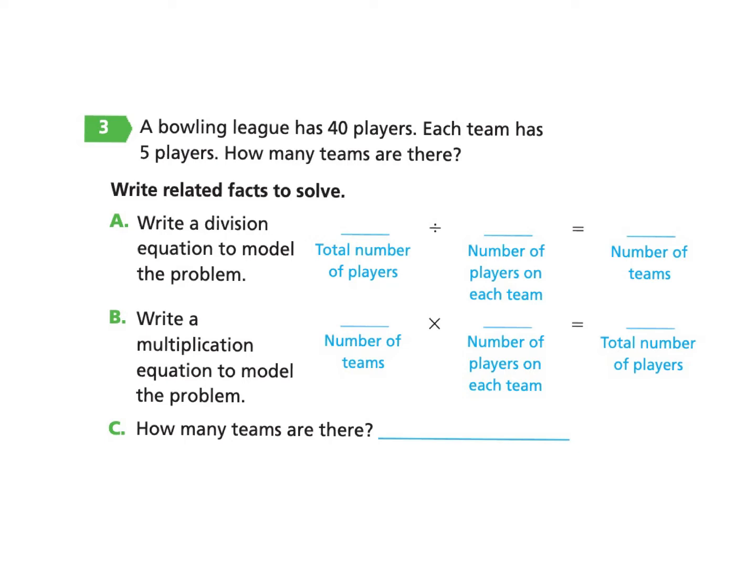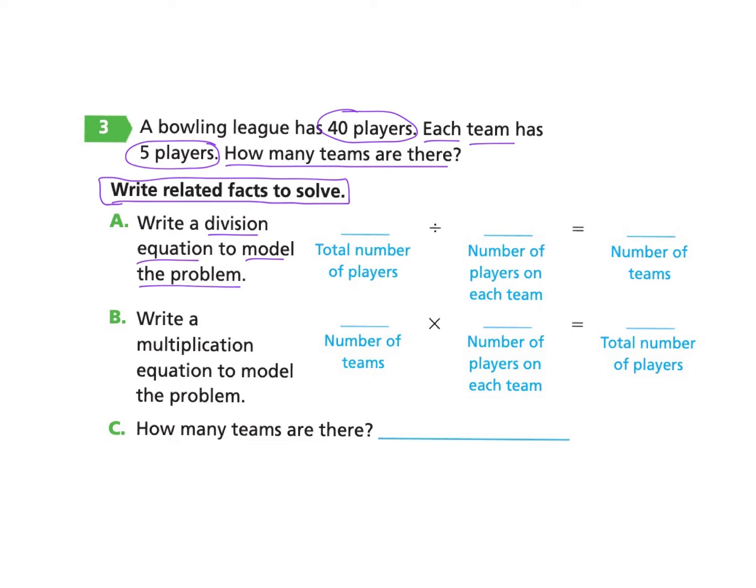Let's take a look at the next part, Part 3. A bowling league has 40 players. Each team has 5 players. How many teams are there? They ask us to write related facts to solve this problem. All right, Part A. Write a division equation to model the problem. And they actually give us the instructions about what goes where, which is amazing. So if you'd like to pause and fill this information out yourself, you're welcome to do that and come back.